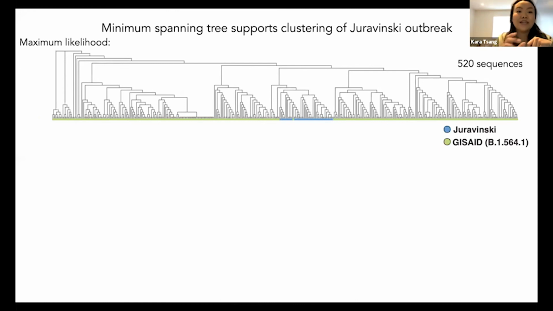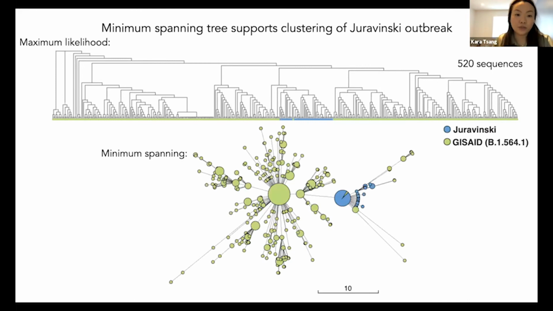B.1.564.1 lineage. And now we can see that the Juravinski samples actually cluster really nicely within this lineage. And so this suggests that the Juravinski outbreak samples do belong in this lineage. And of course, with more information and potentially more Juravinski outbreak samples, they could potentially form their own lineage, but we would have to have more information and more sequencing data.